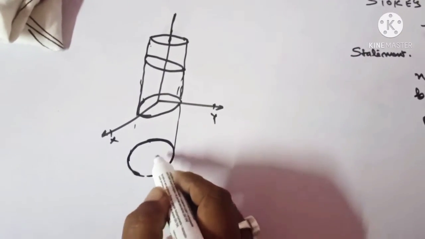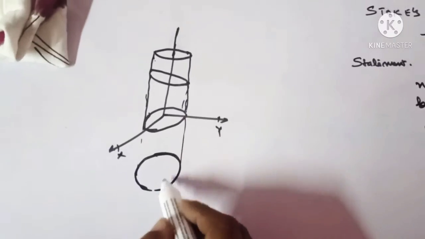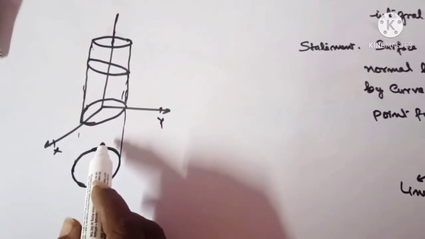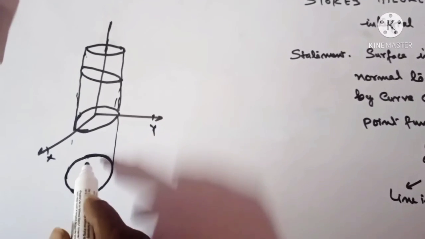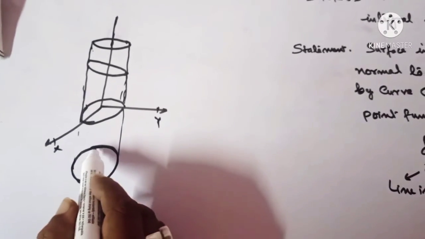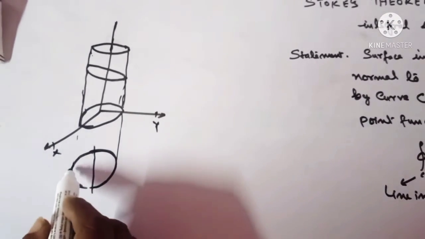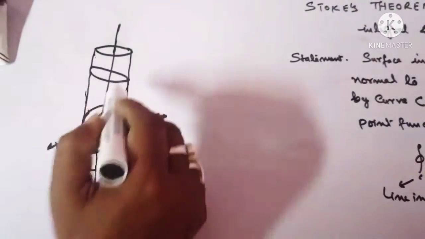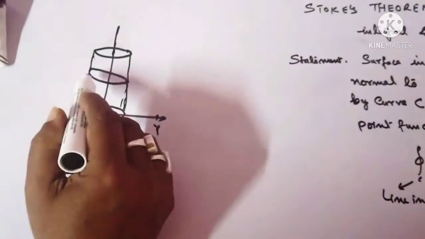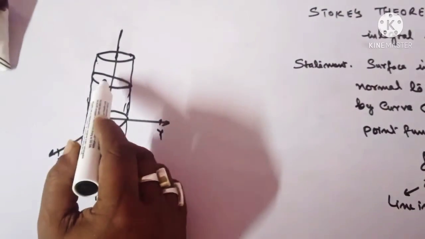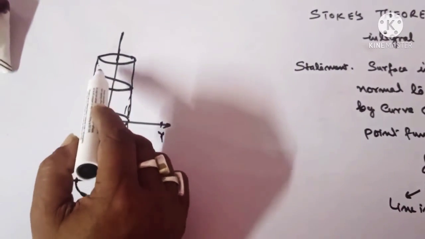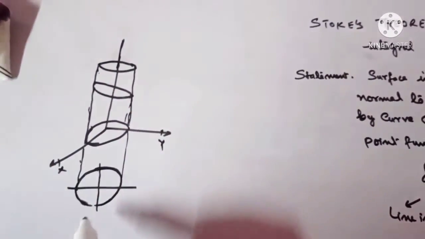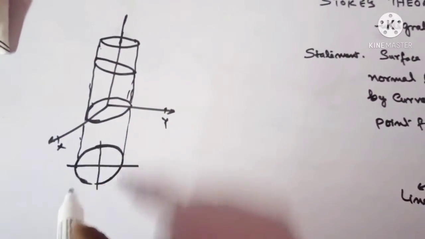This is a 2D figure. You are going to get a circle in the xy plane, the projection of this. In the xy plane, this is the projection of this surface, which is created by the intersection of this plane and the cylinder. Now when you project it, you will get a circle in the xy plane.